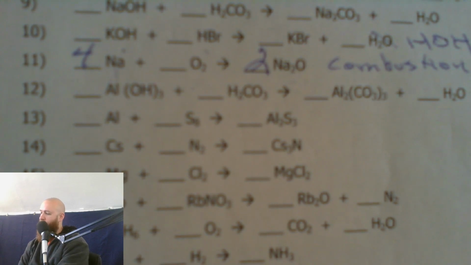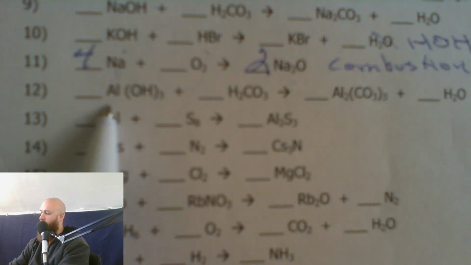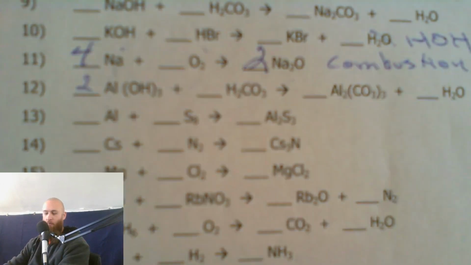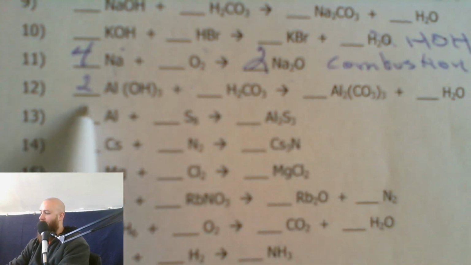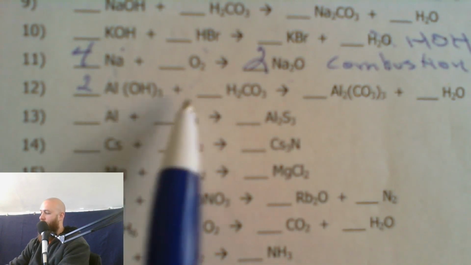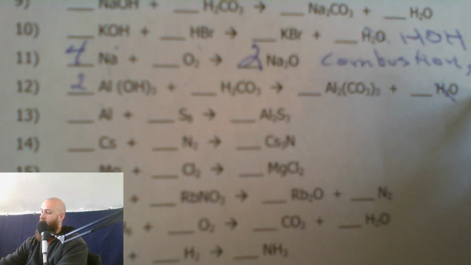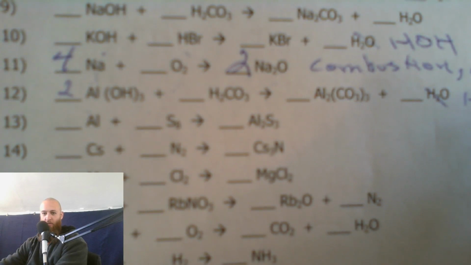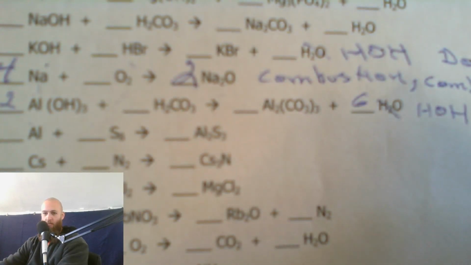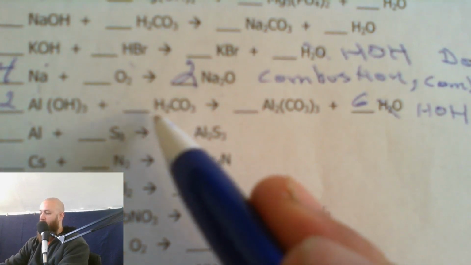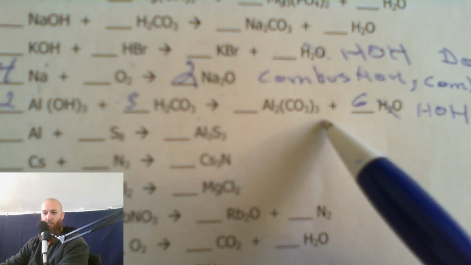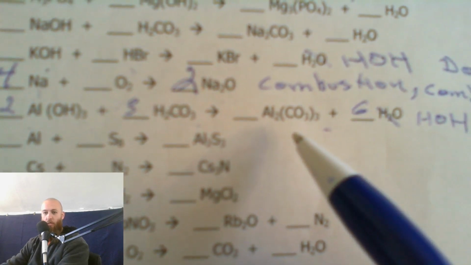All right, number 12. It looks like I have 1 aluminum and 2 aluminums over here. So I'm just going to start off by putting a 2. Then, now it looks like I have 6 hydroxides, 2 times 3. Over here, I have a water. So you see how rewriting this as HOH might be helpful? So I got 6 hydroxides. I'm going to put a 6 over here. And that gives me 6 hydrogens. Well, I only have 2 on this side, so I'm going to put a 3. Gives me that 6. Then I got 3 carbonates. I got 3 carbonates right away. So that one's done. 2, 3, 1, 6.